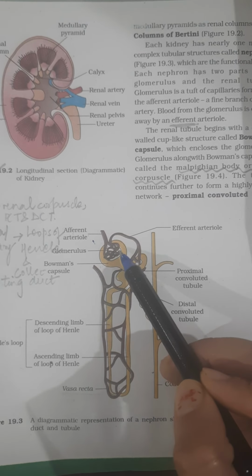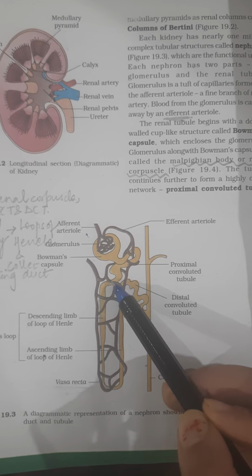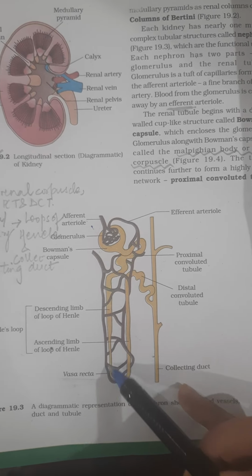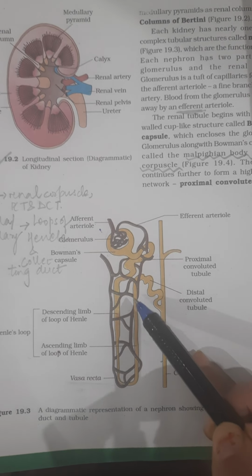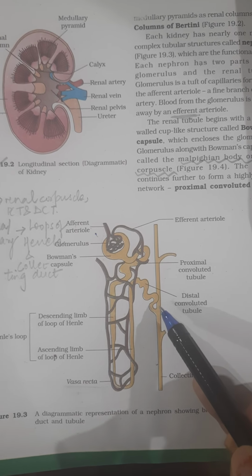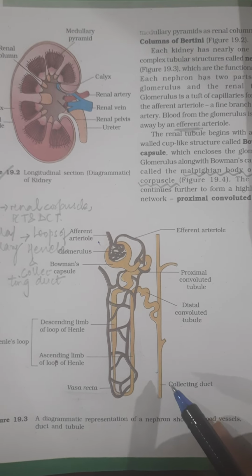Now once the blood is entering over here, it reaches this PCT, which is proximal convoluted tubule. Then there is this long loop of Henle. This is the descending part and this is the ascending part. And finally, at the end, there is distal convoluted tubule, which is further connected with the collecting duct.